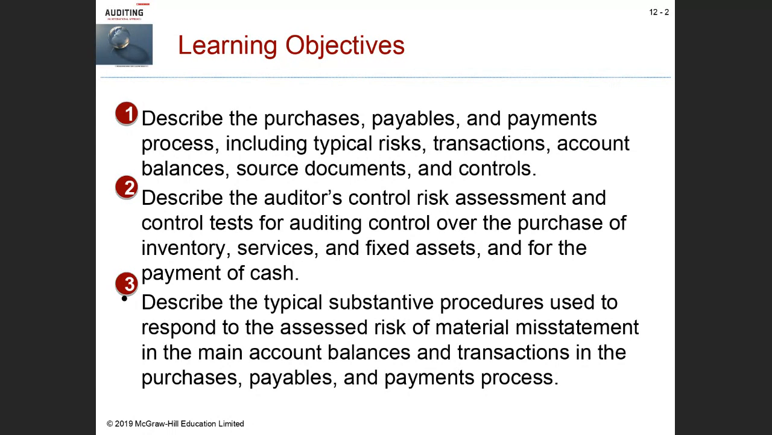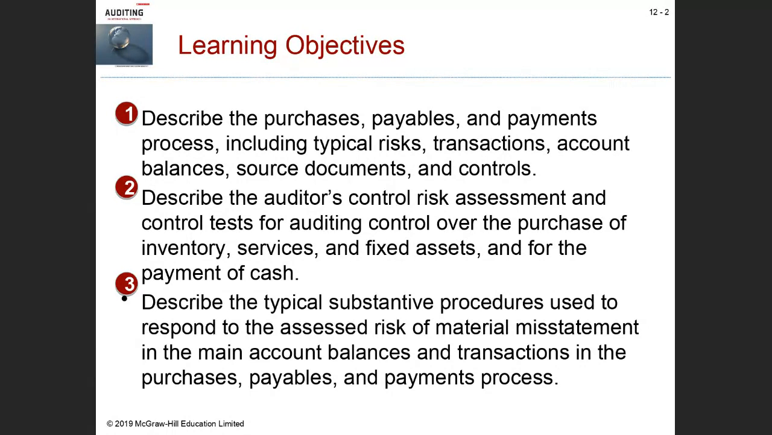The second learning objective says describe the auditor's internal control risk assessment and control tests for auditing control over the purchase of inventory, purchase of services, purchase of fixed assets or capital assets, and for the payment of cash. Of course, we have to pay our accounts payable. But in this second bullet point, we're going to look at the internal control risk assessment.